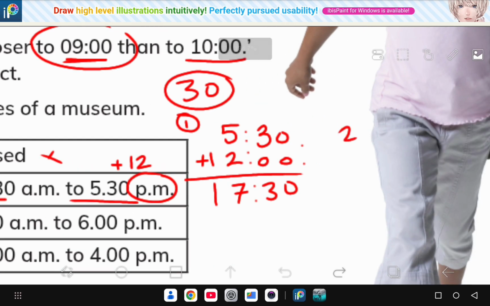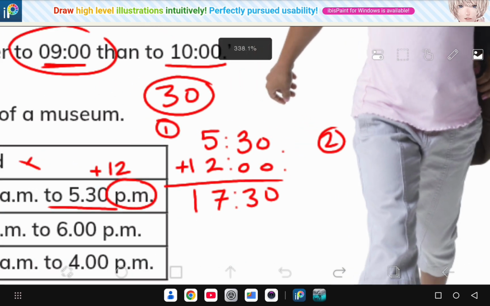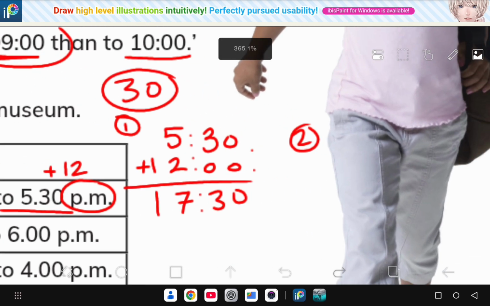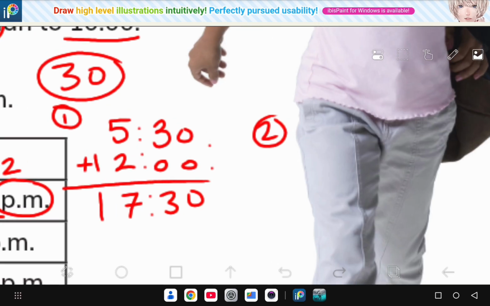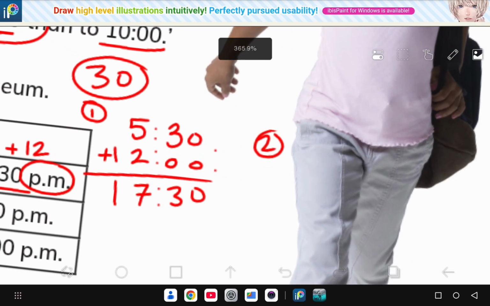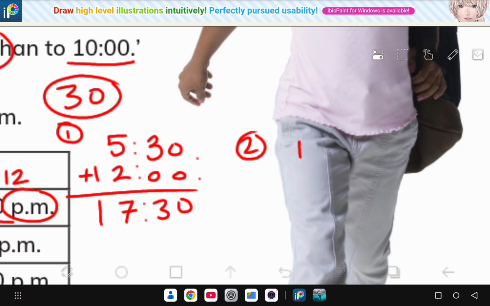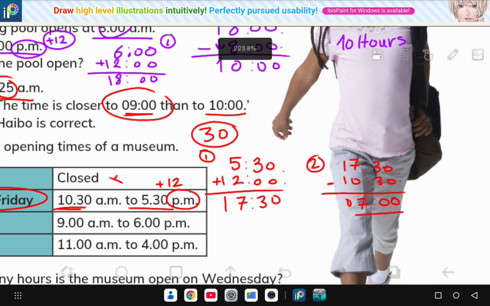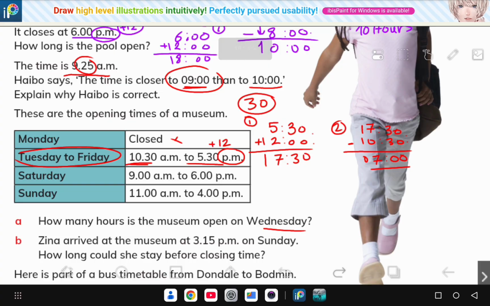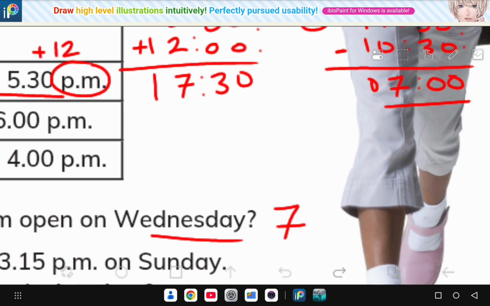And my step 2 is when I subtract 10 and 30 minutes from 17:30. 17:30 minus 10:30. 0 minus 0 is 0, 3 minus 3 is 0, 7 minus 0 is 7, 1 minus 1 is 0. So for how many hours does it stay open? For 7 hours.